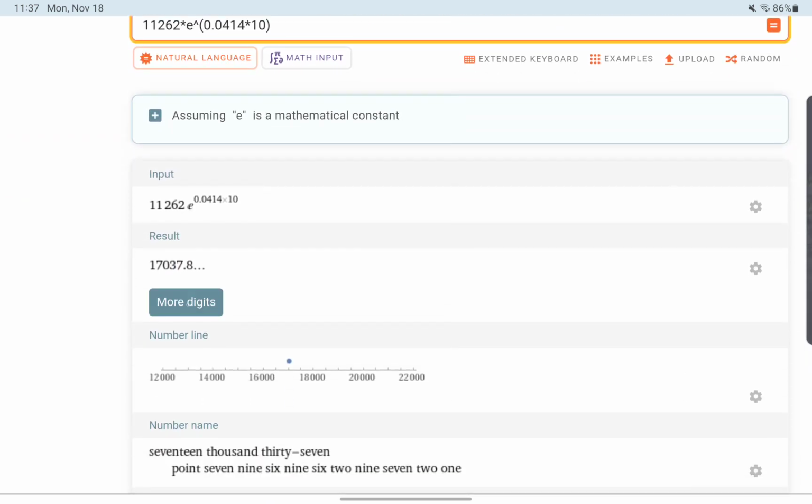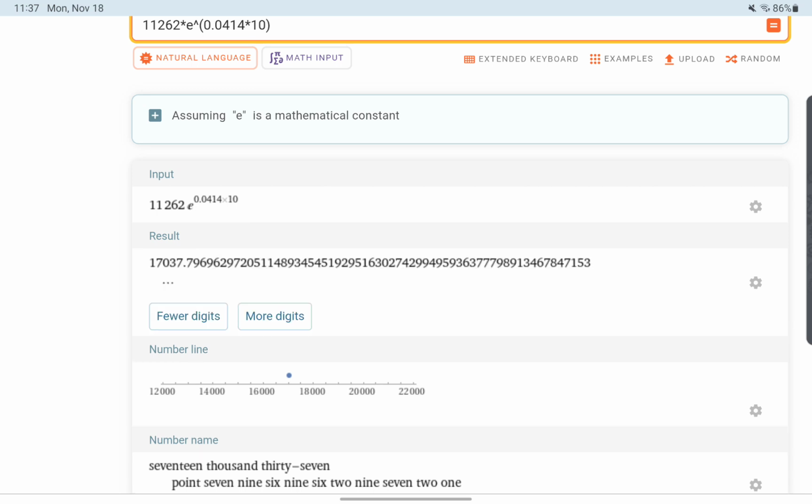So after 10 years, if we get more digits here, our result will be $17,037.80.